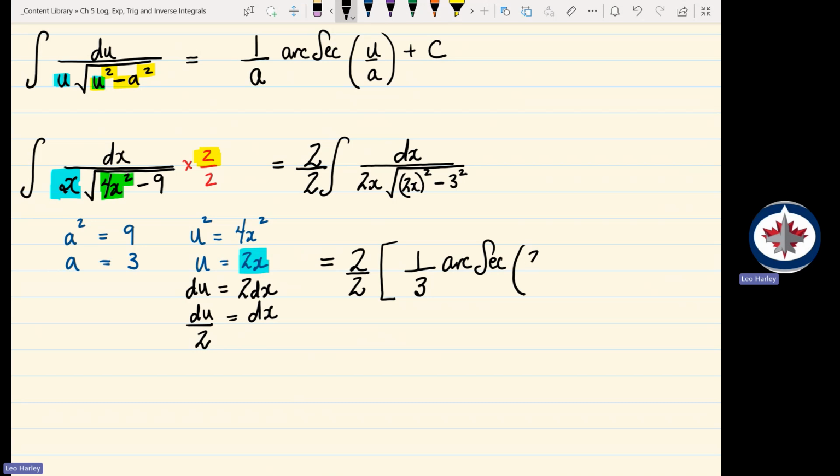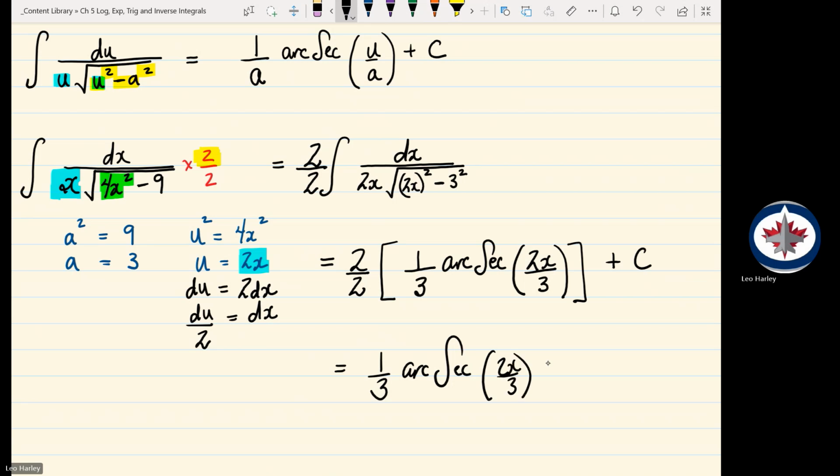u is simply 2x, and a is just 3, plus C. And then you'd simplify it, and obviously the 2 over 2 turns into 1. I'll write it so there's no misunderstanding. So please remember to incorporate the rate of change into your integral. Are we clear? It's your way for compensating for the chain rule that occurred.